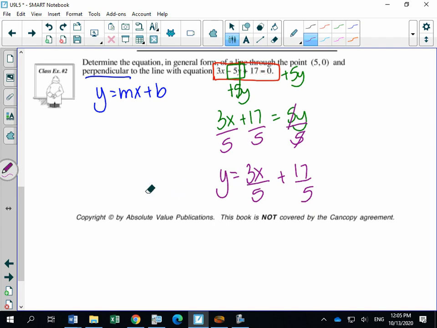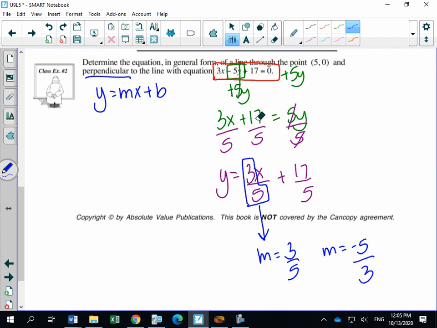Maya, what is the slope of this equation? 3 over 5. So what I'm going to do now is box this in, and say that my slope is 3 over 5. They wanted a slope perpendicular. So Kayla, if they want perpendicular to this guy, what's my new slope going to be? Negative 5 over 3.